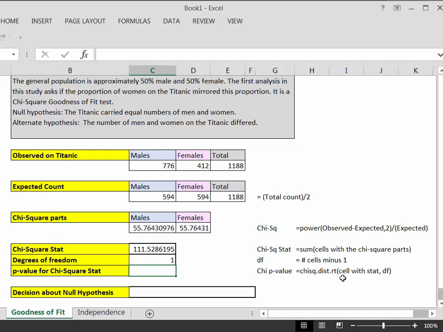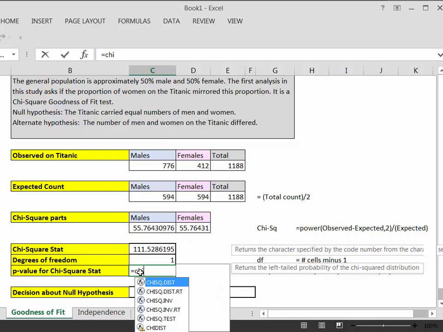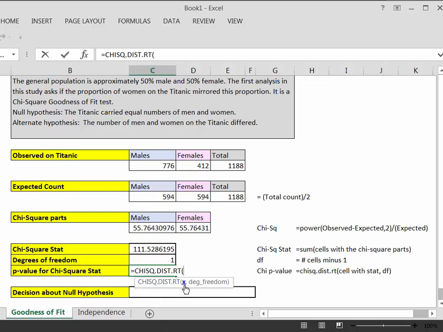So I need this function, and then I have to put in the cell that has the statistic, this one that I've got here, and my degrees of freedom. So let's see how it works. I put in my equal sign. I've got a chi-square. As soon as I start to type chi-square, you can see it gives me a lot of them. The second one down is the one I need, chi-square.dist.rt for right tail.